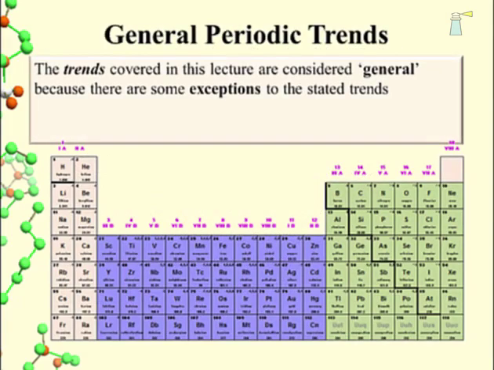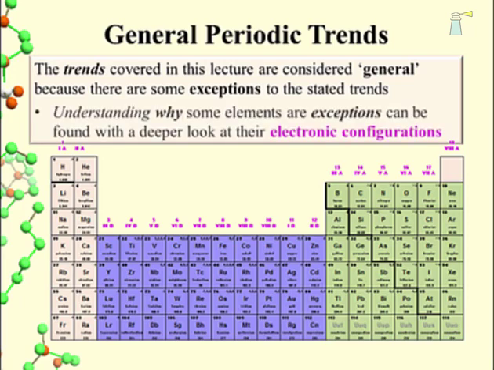General periodic trends. And we begin with a little disclaimer. The trends covered in this lecture are considered general because there are some exceptions to the stated trends. Understanding why some elements are exceptions can be found with a deeper look at their electronic configuration. Fortunately, or unfortunately, depending on your view, most students will not be asked to dig into the electronic configurations for the rationale of untrend-like behavior. It is much more important to have an understanding as to which way the trends go and what are the underlying principles guiding those trends.